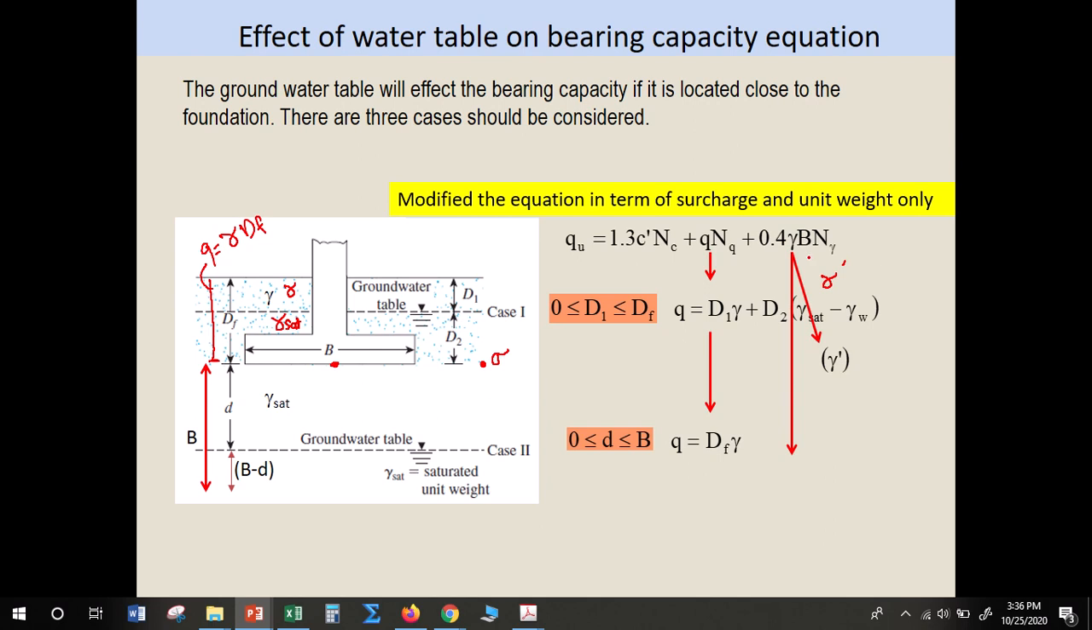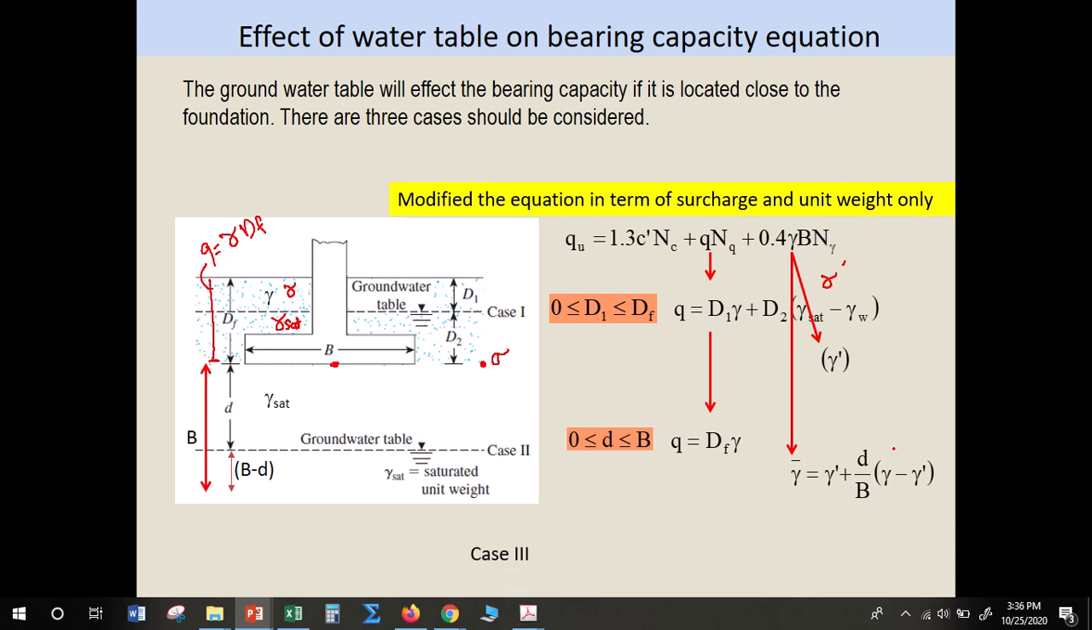And then the gamma, what is gamma? You have to use this equation to calculate the gamma bar. You cannot use gamma dry, and you cannot use gamma prime. So you have to use this equation.